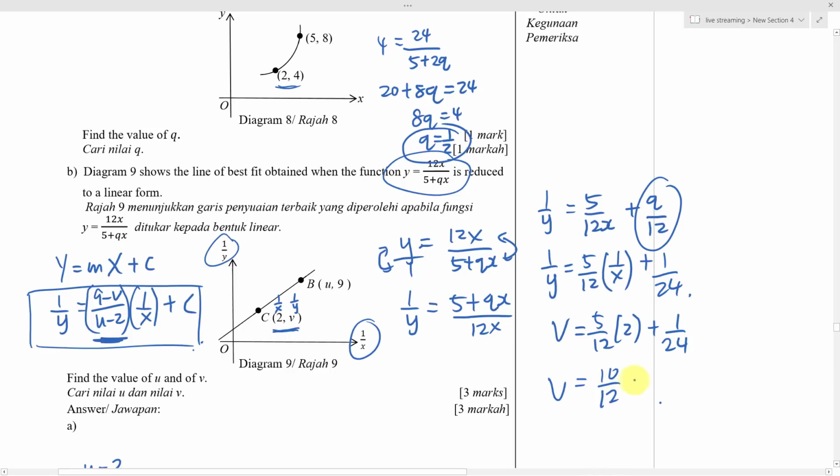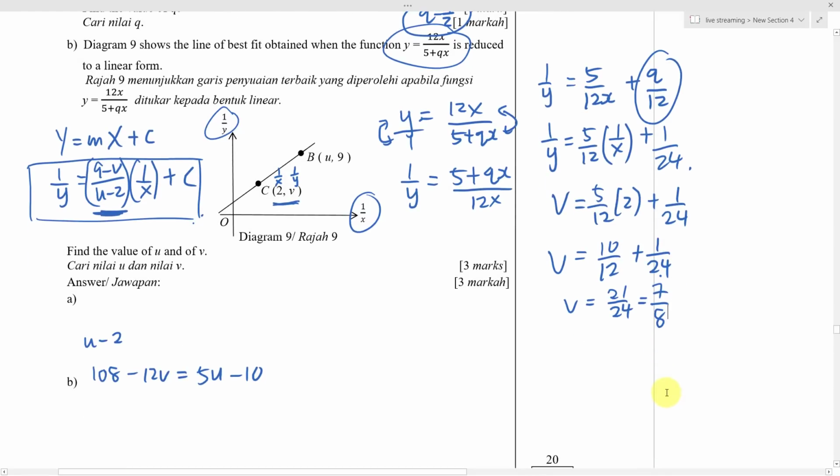Alright, this is 10 over 12 plus... Is V such a weird answer? 21 over 24 is 7 over 8. Okay, so then I will plug in the U also. So I will get 1 over, I plug in the U, point B.